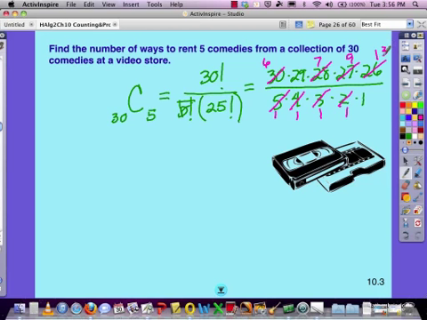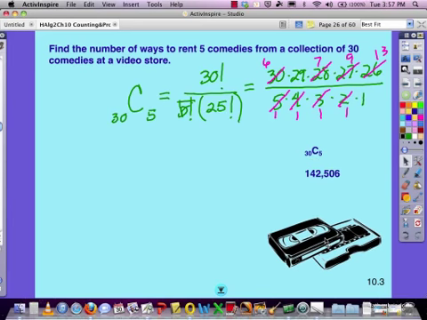We've definitely made it smaller, but grab your calculator because now that numerator is fairly large, as you can see. 6 times 29 times 7 times 9 times 13. So there would be 142,506 possibilities of taking 5 comedies from that collection of 30. Okay? Order does not matter.